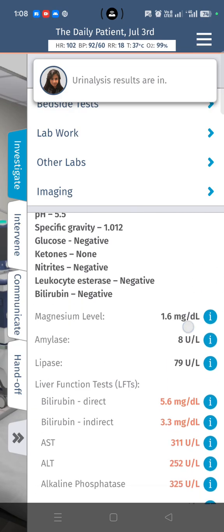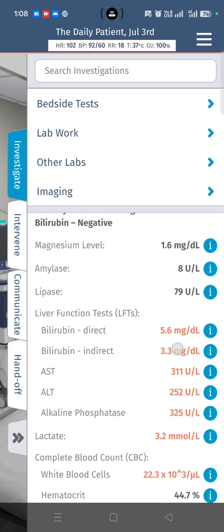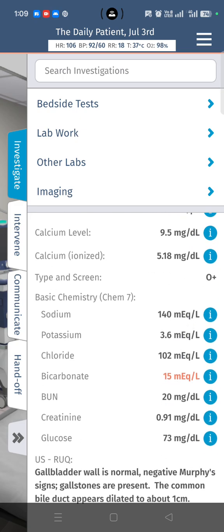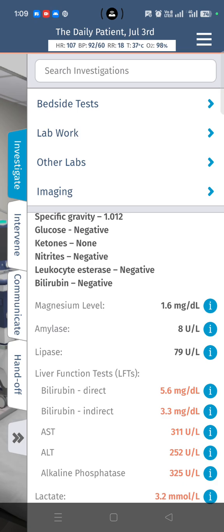So from the lab reports, we can see that the patient is in septic shock. We can diagnose septic shock with the following criteria: temperature of more than 38 degrees Celsius, that is 100 Fahrenheit, then heart rate of more than 90 beats per minute, respiratory rate more than 20 per minute, and WBC count of more than 12,000 per mm cubed. And also the patient is in hypotension.